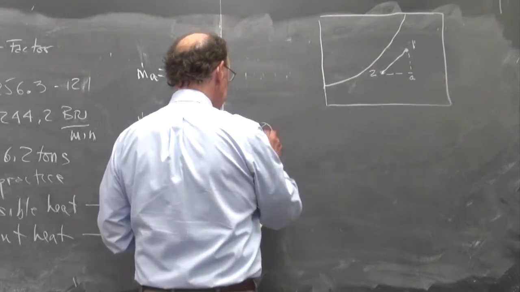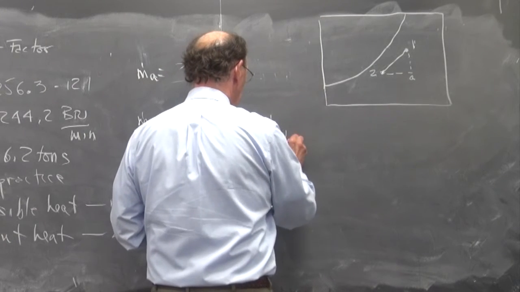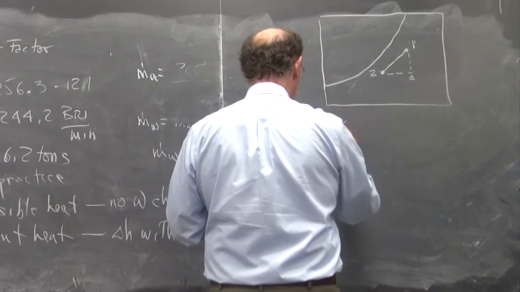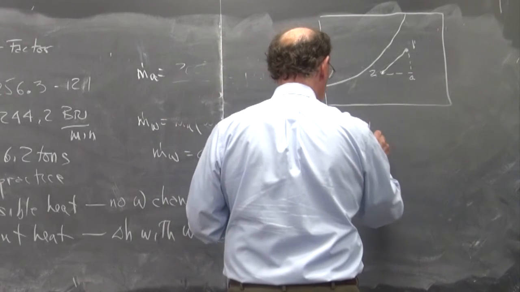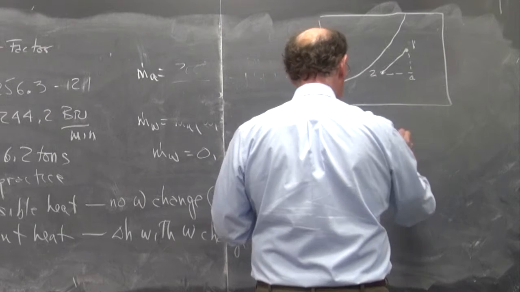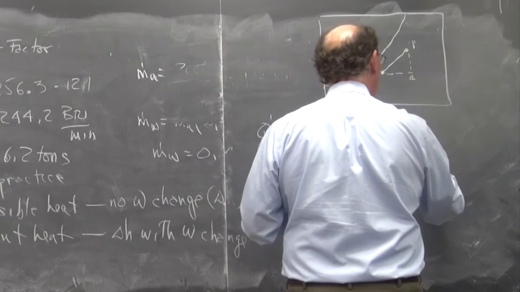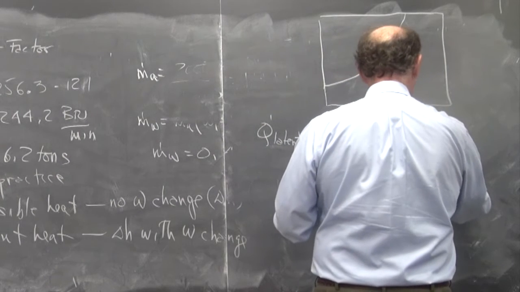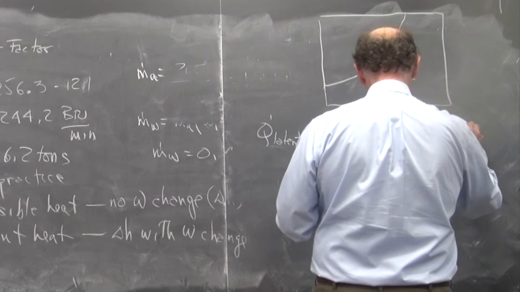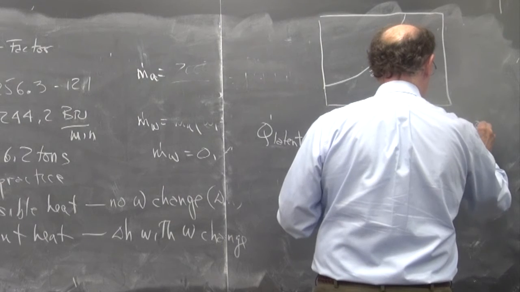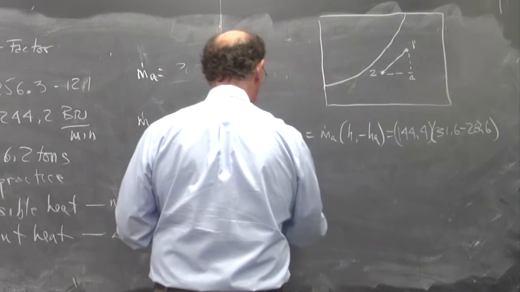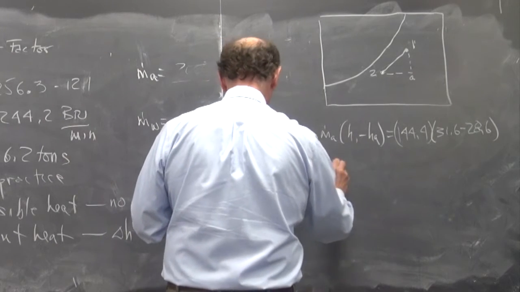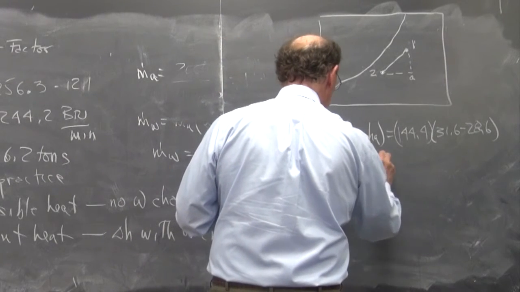So Q dot latent is equal to m dot A times H1 minus HA, which is equal to 144.4 times 31.6 minus 28.6. And so I have Q dot latent is equal to 433.2.